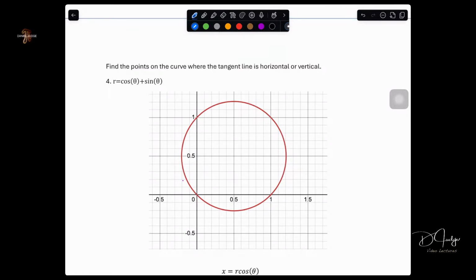Okay, we're going to work on question number 4. Find points on the curve where you have horizontal tangents or vertical tangents. And your curve here is r equals cosine theta plus sine theta.